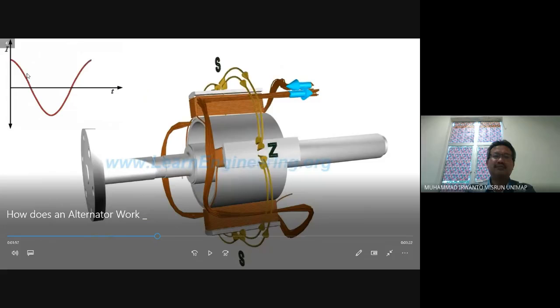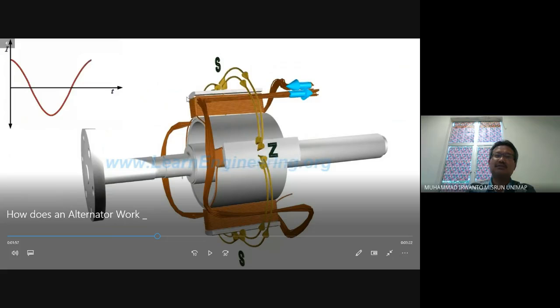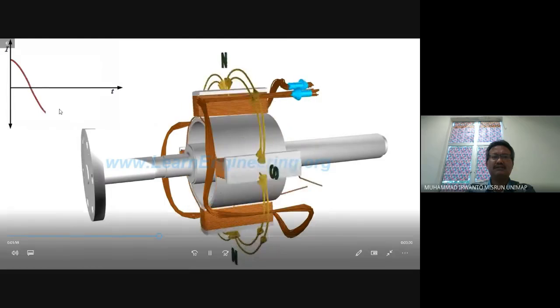Now, because there is a change of flux with respect to time, if it is connected to the load, current can flow. The waveform is sinusoidal, as we can see.